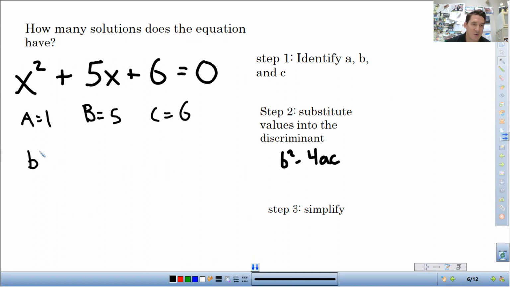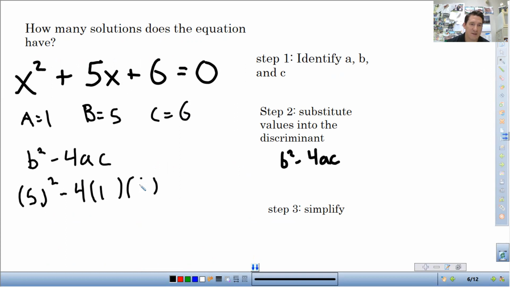And I'm going to substitute these values into b squared minus 4ac. So b squared minus 4ac, b is 5, a is 1, c is 6. I'll do some highlighting just to be clear. So a is 1, b is 5, and then c is 6.